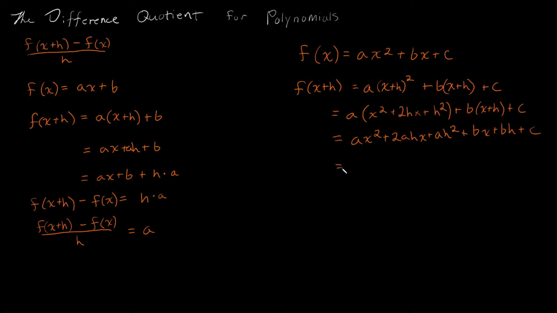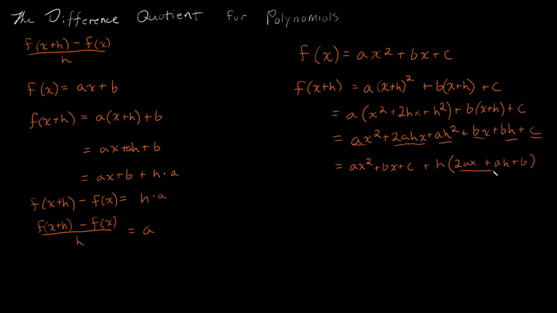And now what I want to do is I want to write it in this form where it's the stuff that doesn't involve h plus the stuff that does. So ax squared plus bx, plus c. Now everything else contains an h, so I can write h times everything else. So I have 2ahx, so that's 2ax times h, plus ah squared, well that's just ah, and then bh, which is just b.